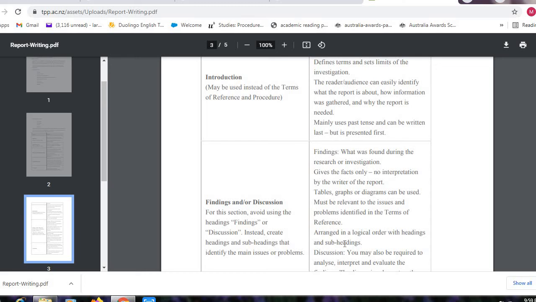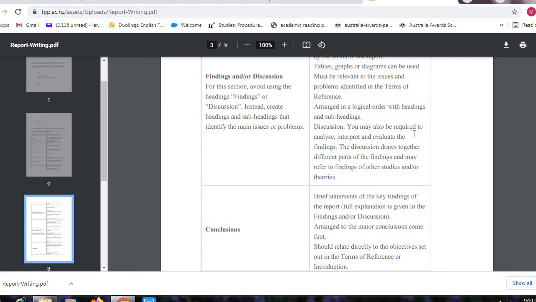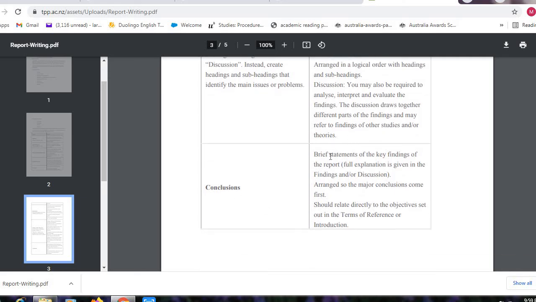Discussion: you may be required to analyze, interpret and evaluate the findings. The discussion draws together different parts of the findings and may refer to the findings of other studies and theories as well. Conclusions: brief statements of the key findings of the report. Full explanation is given in the findings and discussion.